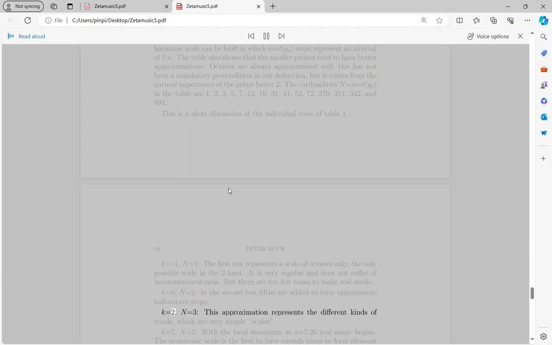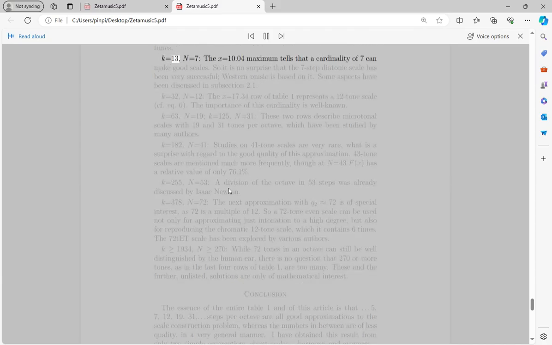K equals 2, n equals 3. This approximation represents the different kinds of triads, which are very simple scales. K equals 7, n equals 5. With the local maximum at x equals 7.26, real music begins. The pentatonic scale is the first to have enough tones to form pleasant tunes.